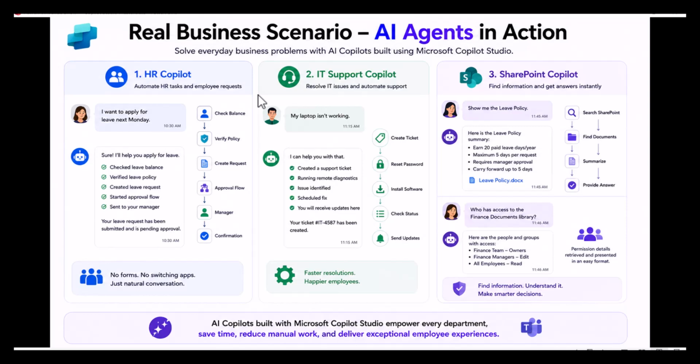Now let's take another example for SharePoint. Suppose your company has thousands of documents. Employees spend a lot of time searching for a file. Instead, they can ask, show me the leave policy. The copilot searches SharePoint, finds the document, summarizes it, and provides the answer instantly. Who has access to the finance documents library? Instead of opening SharePoint permissions manually, your copilot can retrieve the information and present the details in a useful format.